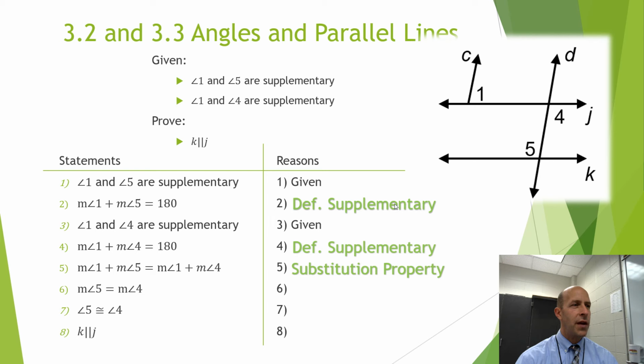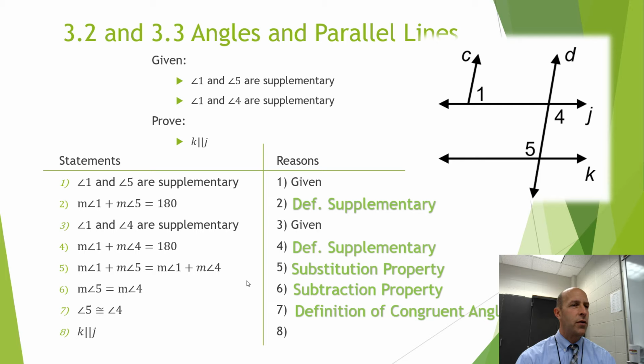Now in this step, you'll notice that I've got the measure of angle 1 on both sides of the equation, so I can use the subtraction property to subtract the measure of angle 1 on both sides. That'll give me the measure of angle 5 equals the measure of angle 4. And if those two angles are equal in measure, then we can conclude that they are congruent by the definition of congruent angles.